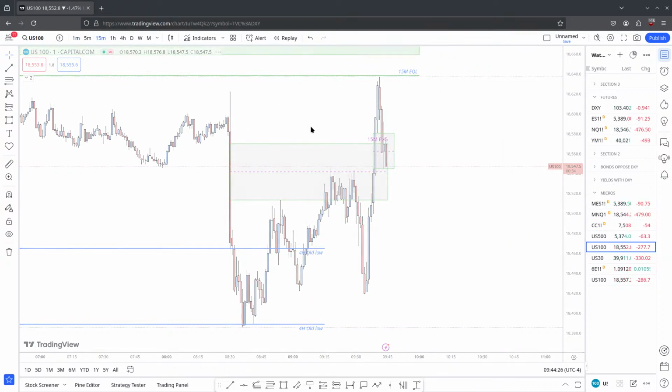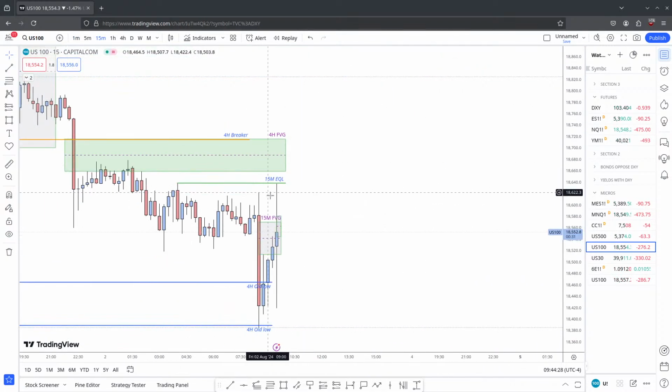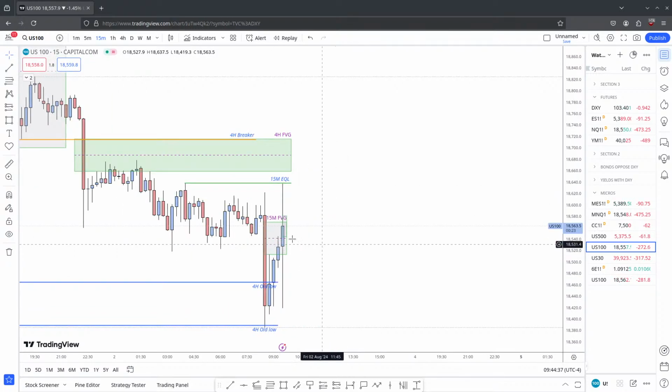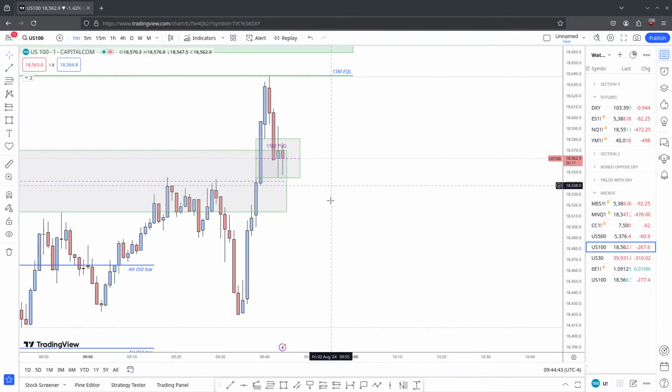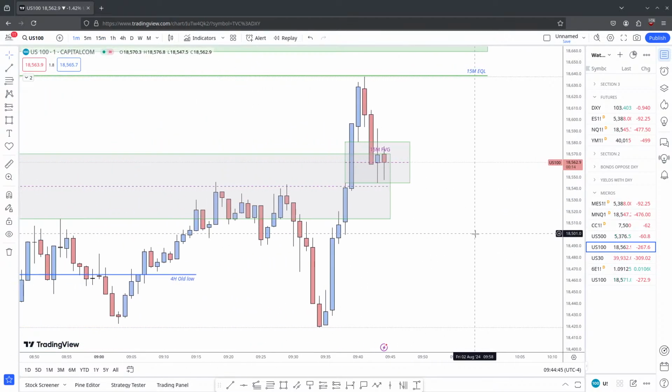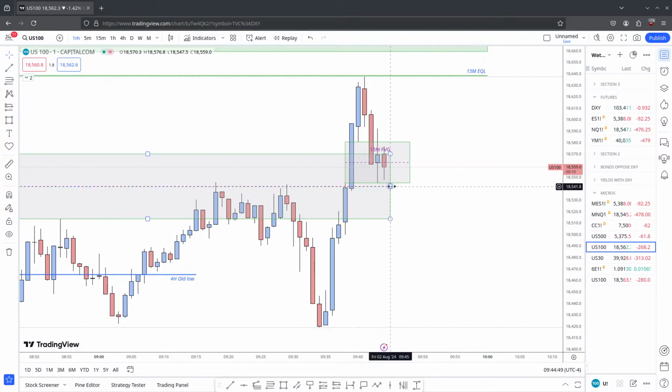So now that we have taken out this high here, these relative equal highs, we have taken some buy side here, but I suspect that they still would want to take this thing up to these equal highs. That could happen during PM session before the end of the day. We're now almost at 950 here as well.